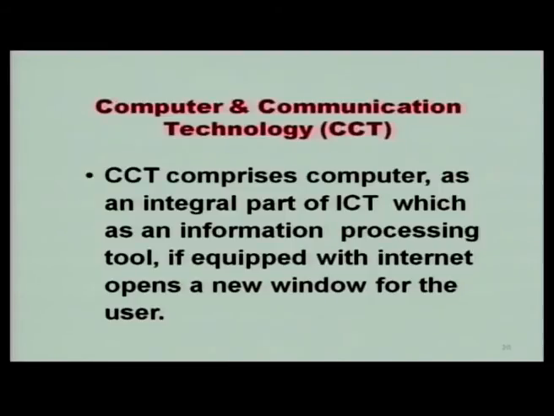Then another extension of educational technology is computer and communication technology. ICT in a general sense comprises computer. Computer alone is an example of ICT, but that computer, if equipped with internet, becomes CCT, computer and communication technology. CCT comprises computer as an integral part of ICT, which is an information processing tool. If equipped with internet, it opens a new window for the user. Computer in itself is a kind of information processing tool when it is equipped with MS PowerPoint, MS Word, etc. But if it's not equipped with internet, now imagine the worth of that computer. You can just type, write, save, use any USB device to retrieve.